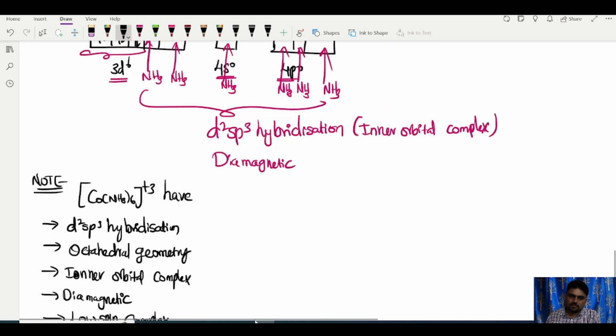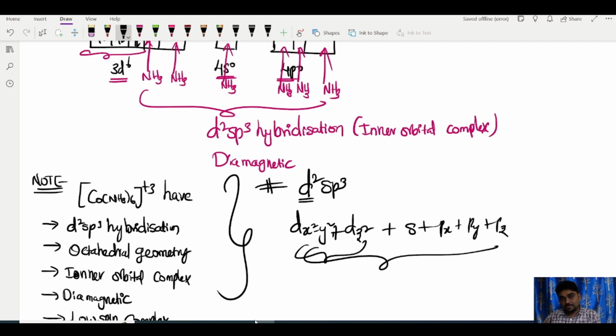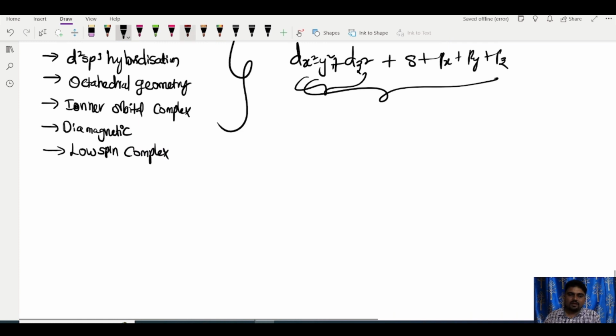This one. Okay, and sometimes they may ask a very important point: if it has d2sp3 hybridization, which d orbitals are involved? Always remember dx2-y2 and dz2 orbitals are involved, plus one s orbital, and one px, one py, and one pz. This one you have studied in 11th standard hybridization. The same thing will happen here also.